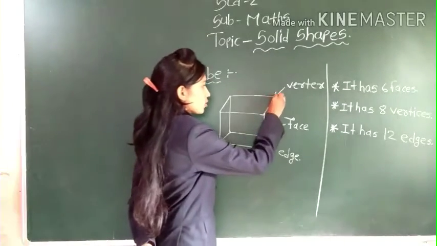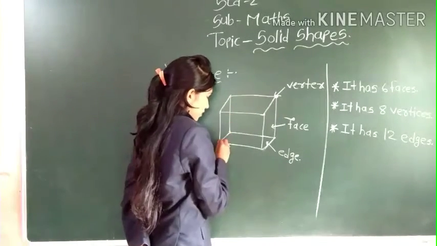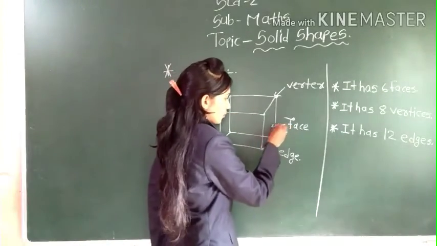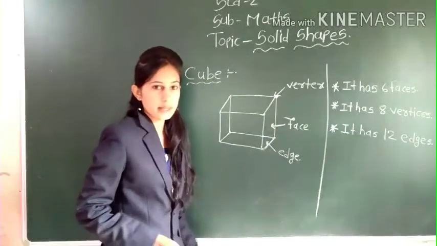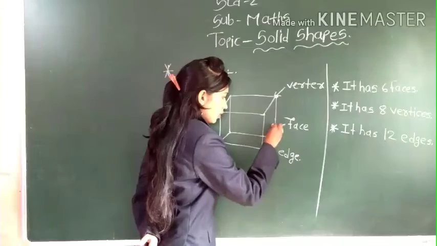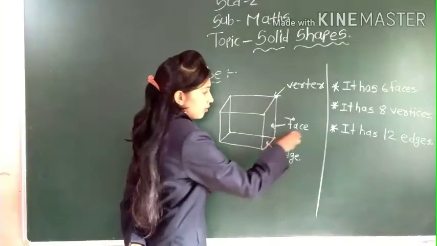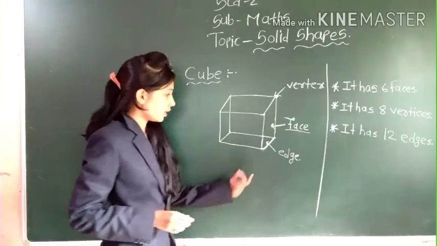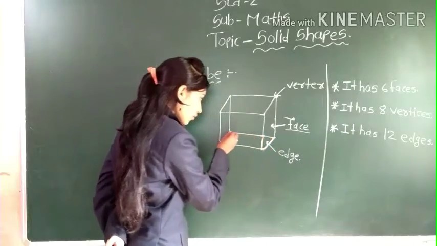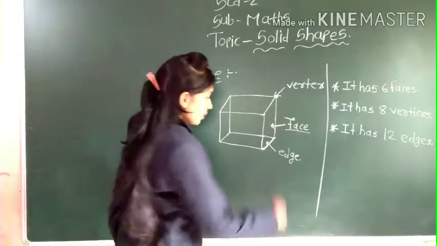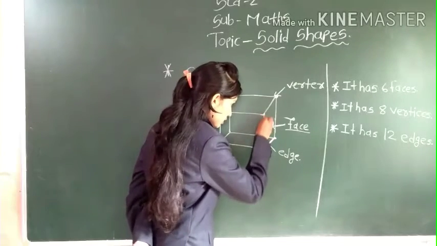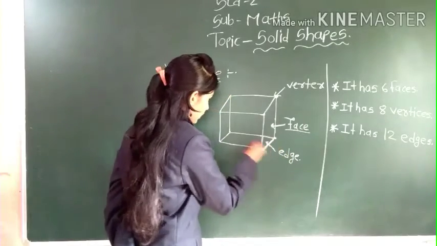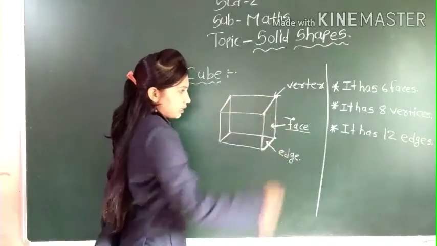This is the vertex of a solid shape, and this is the face. A face is a flat surface of an object, and these are edges. An edge is where two sides of an object meet. यहाँ पे ये जो ऑब्जेक्ट की साइड है ये यहाँ पे मिल रही है, तो इसको क्या बोलते हैं? Edges. This is the edges of a cube.